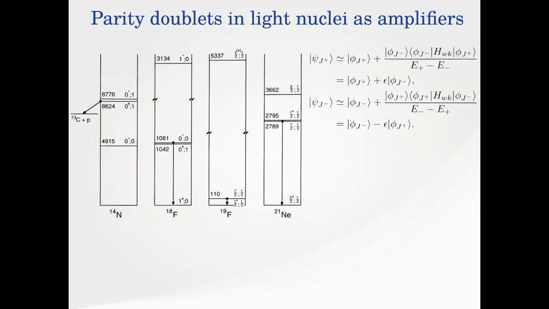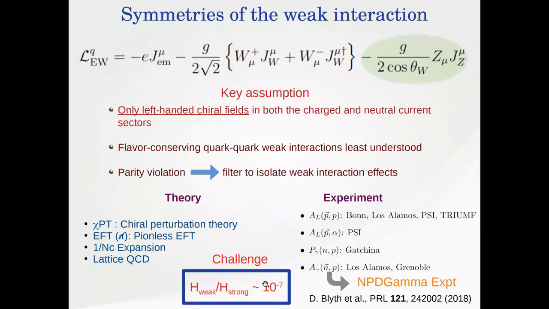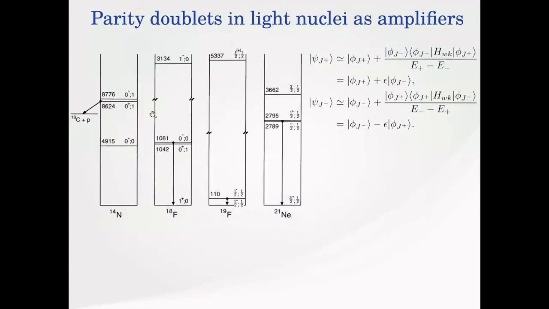And this is where, again, neon 19 can play an important role, because atomic nuclei can be used as amplifiers to amplify this 10 to the minus 7 signal. And this amplification comes from parity doublets in nuclei such as neon 19, which goes to fluorine 19. So here, fluorine 19, you have this 1/2 plus 1/2 minus parity doublet separated by 110 keV. Here is fluorine 18. There's a 0 plus 0 minus parity doublet separated by only 39 keV.